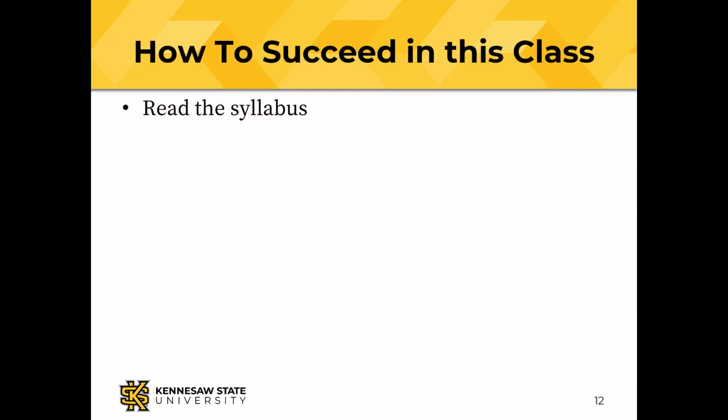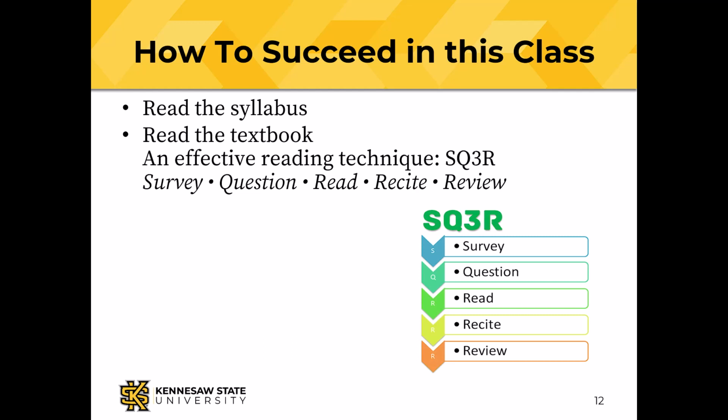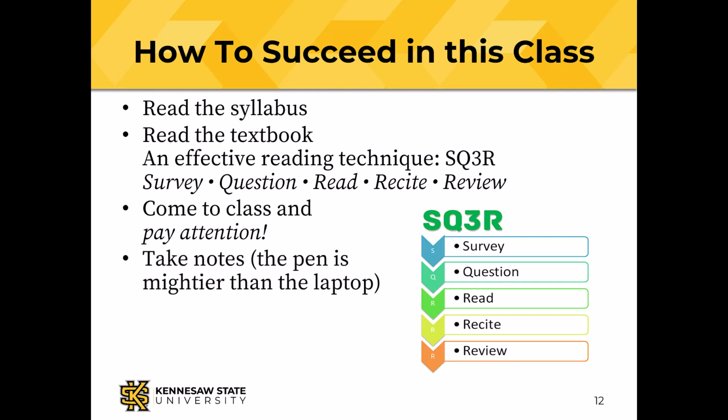So what do you have to do to succeed in this class? Read the syllabus, read the textbook, use the SQ3R survey, question, read, recite, review method, which I'll talk about some more in just a minute. Come to class if you are in a classroom section and pay attention. If you are in an online section, engage with the class. Take notes. A couple of professors from UCLA and Princeton did a study showing that the pen is mightier than the laptop. Information that you record in handwriting sticks with you better than information you record with typing.